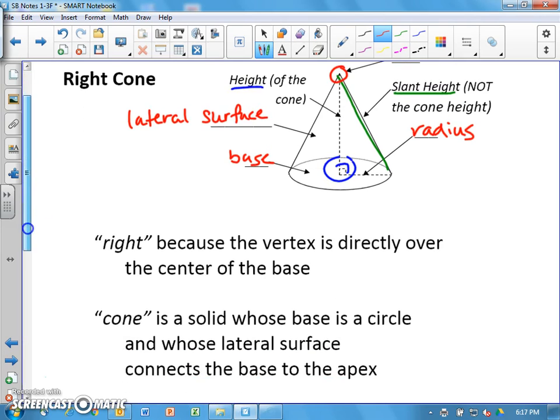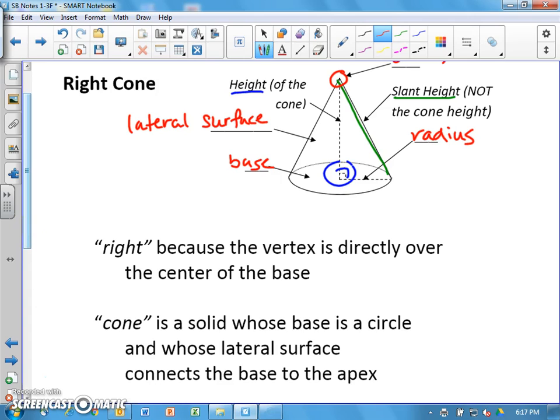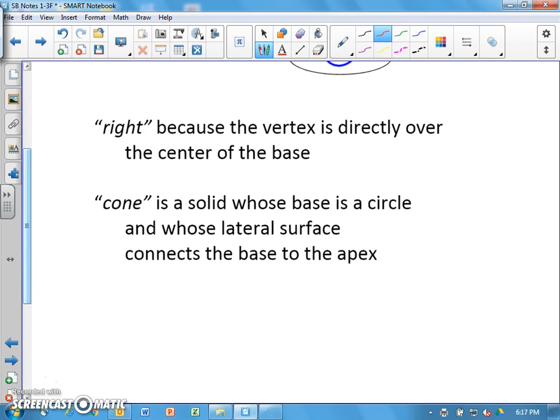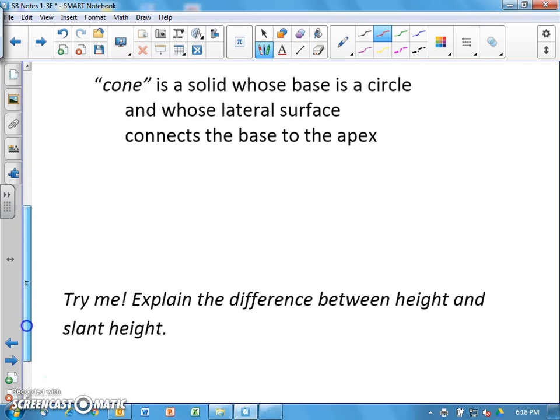Again, it's right because my vertex is directly over the center of the base. It's a cone, which is a solid whose base is a circle. The lateral surface connects to the base.